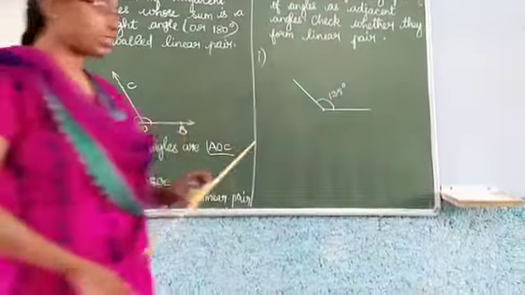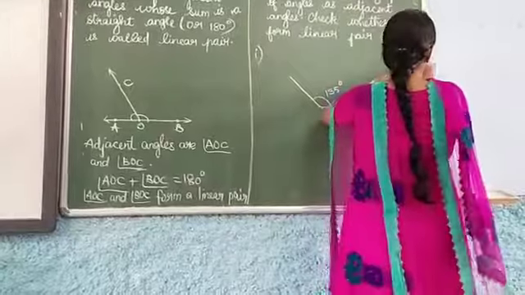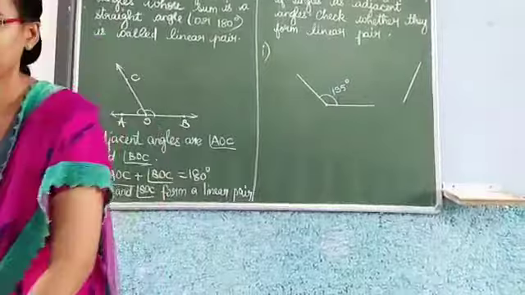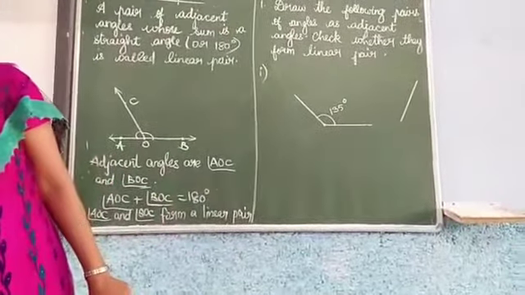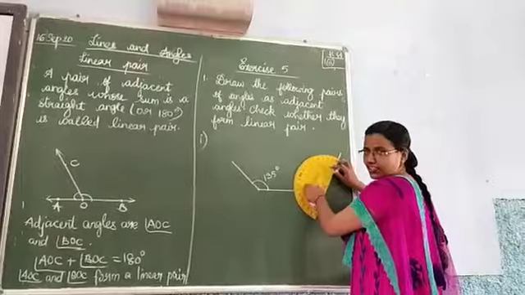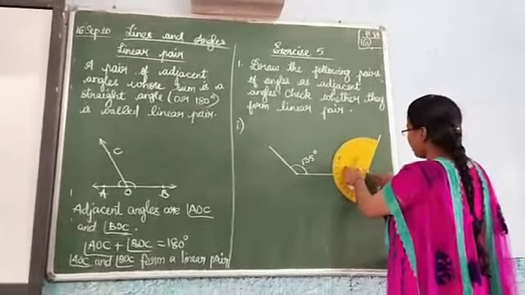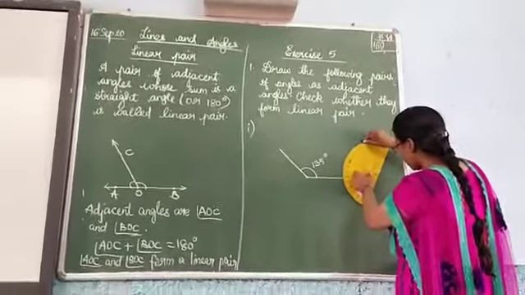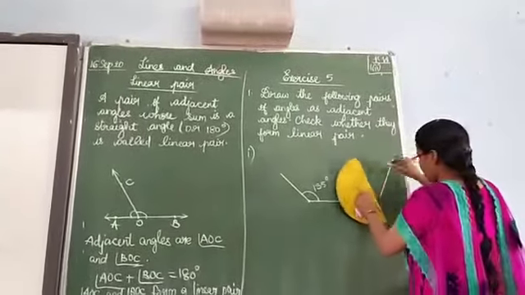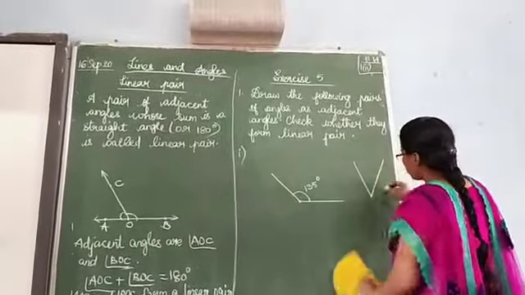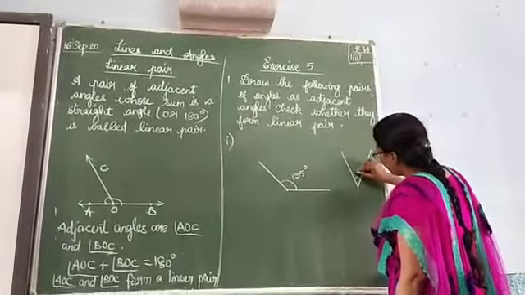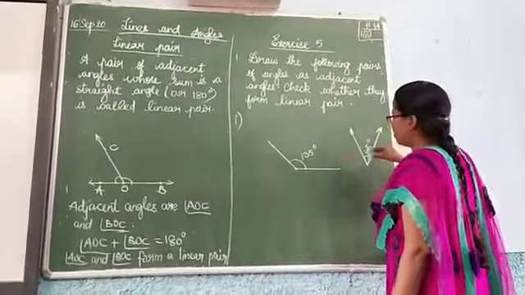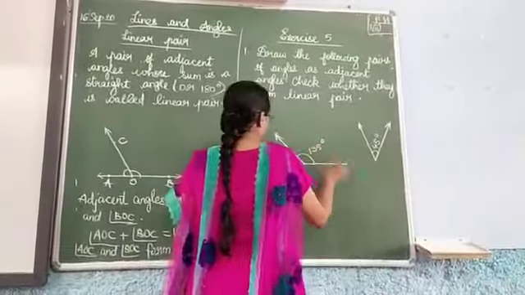The next one is 45 degrees. They have given a line like this. So use the protractor. Keep the center of the protractor near the vertex and then mark 45 degrees. Then join those two lines and this is 45 degrees.